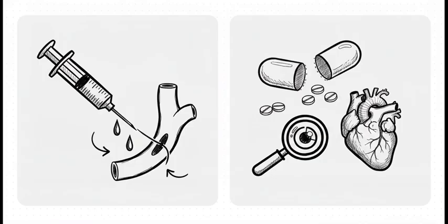But if they are lower risk, we might choose an early conservative strategy. Here, we manage them medically with drugs like enoxaparin or fondaparinux, and we just observe them closely without immediately rushing to invasive angiography, unless, of course, their condition starts to worsen.